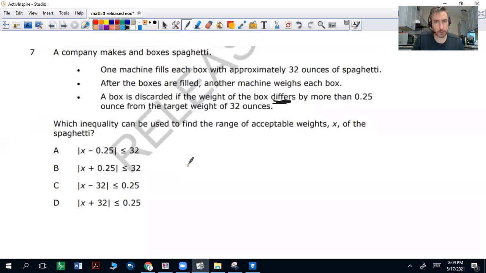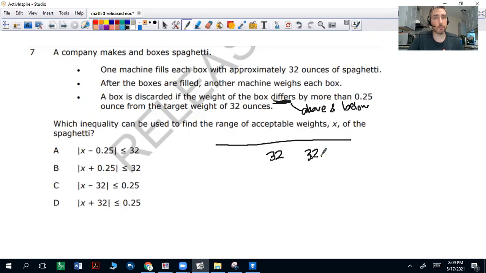Well, first of all, differs means it could go above and below. So when you're talking about this question, think about 32 ounces. That's in the middle. But you can go as much as 32.25, right? If I add 0.25. But you can also go underneath. So if you have $32, take away 25 cents, you're at 31.75 if I subtract 0.25. So we got some wiggle room. Not a lot, but there's a little bit of wiggle room here. And one of these absolute value inequalities is going to give you the answer.